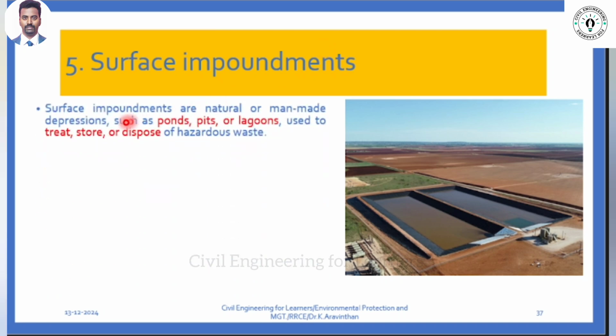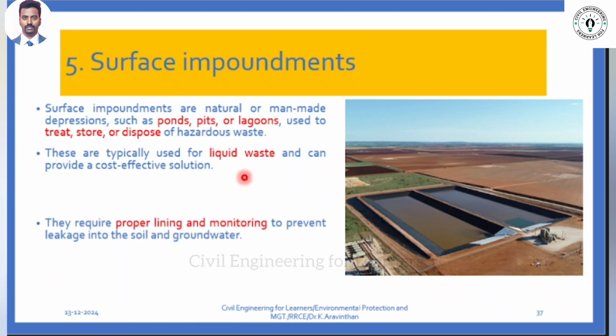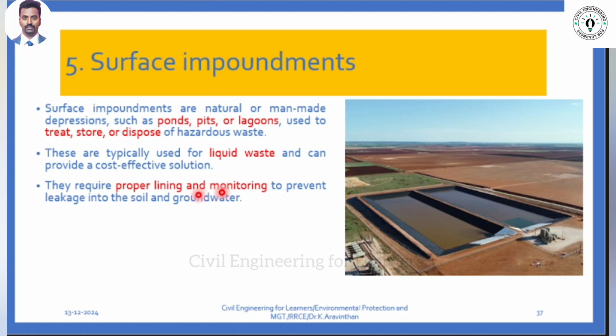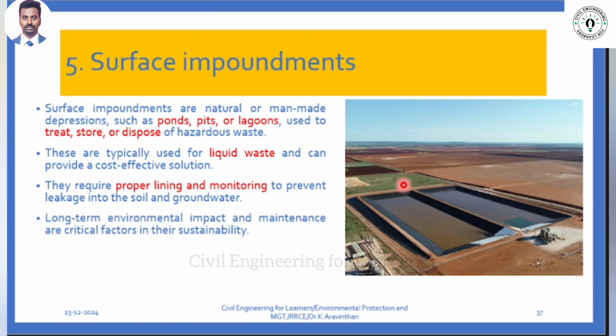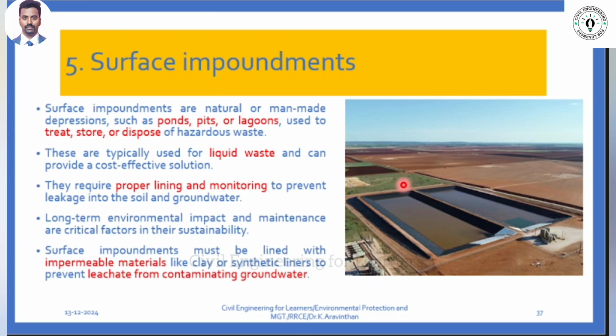So surface impoundments are done by using ponds. Can you see this is a pond? Or you can do pits or lagoons. This is typically used for liquid waste only. Proper lining should be done. What do you mean by lining? This black color lining on the bottom area is called lining, in order to prevent groundwater leakage, etc. So to prevent the leachate.